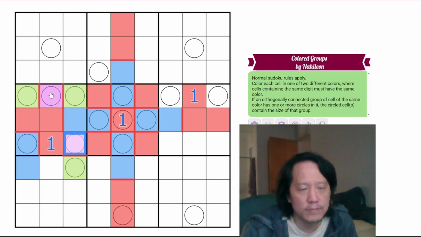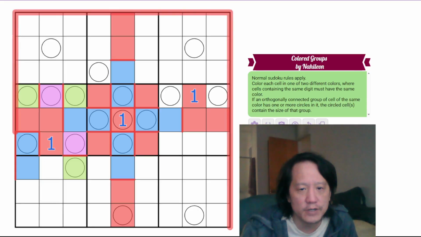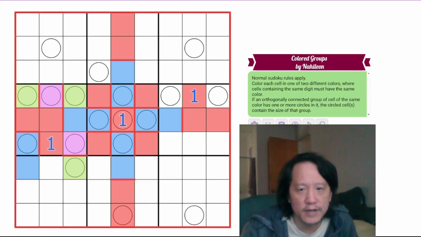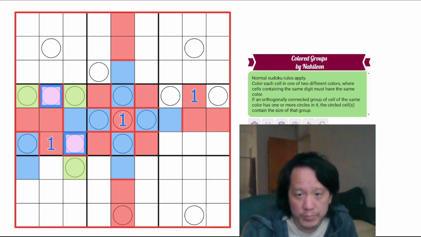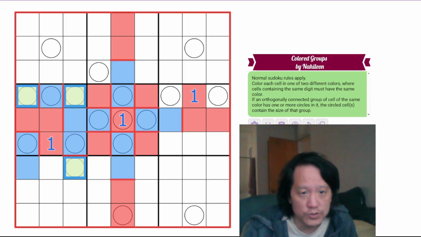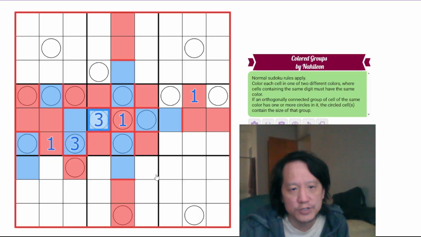If the pinks are both red, then these are part of the same region, which is not allowed. Okay. We can mark the whole border as red so that we have that. So pinks cannot be red, because then this would be the same region. So pinks have to be blue, which forces green to be red. So then this is done as a region here, and they both must be 3. So this is 3, that's 3.